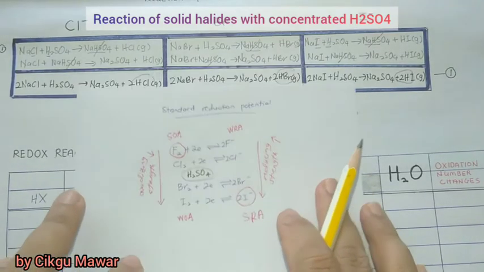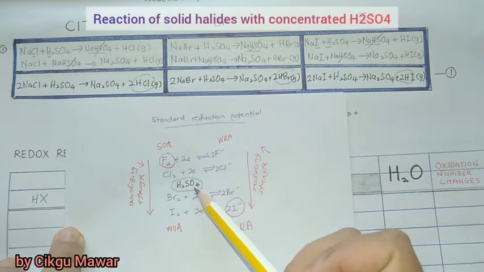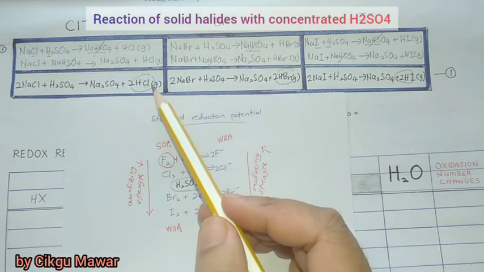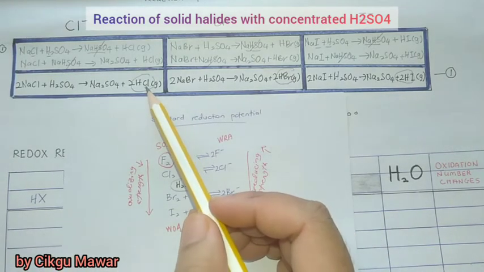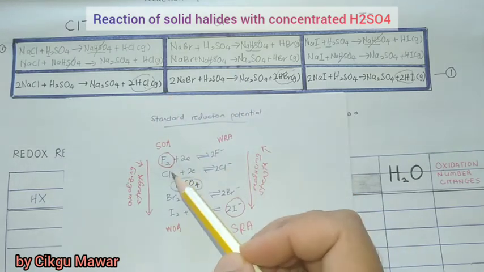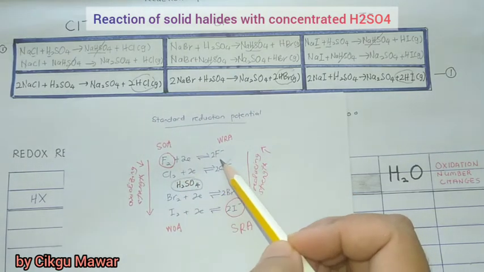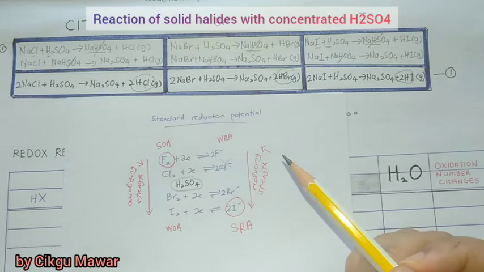So what happened here is, for hydrogen chloride gas, this sulfuric acid is not strong enough to oxidize this chloride ion to form chlorine. So it cannot oxidize.